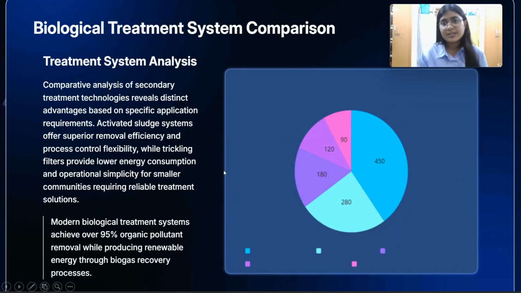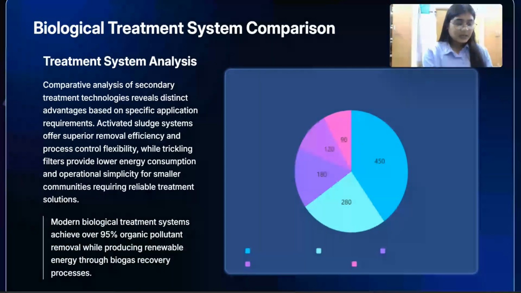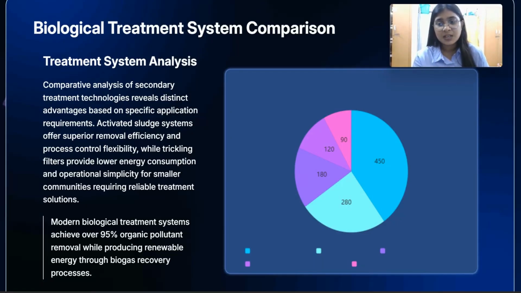In biological treatment systems, this is a pie chart. There is some technical issue that the labels don't appear here, but I'll explain. This is the biological treatment system comparison, showing which biological treatment is used in a high amount and which in a low amount. The greenish portion is the activated sludge process, which is used this much.